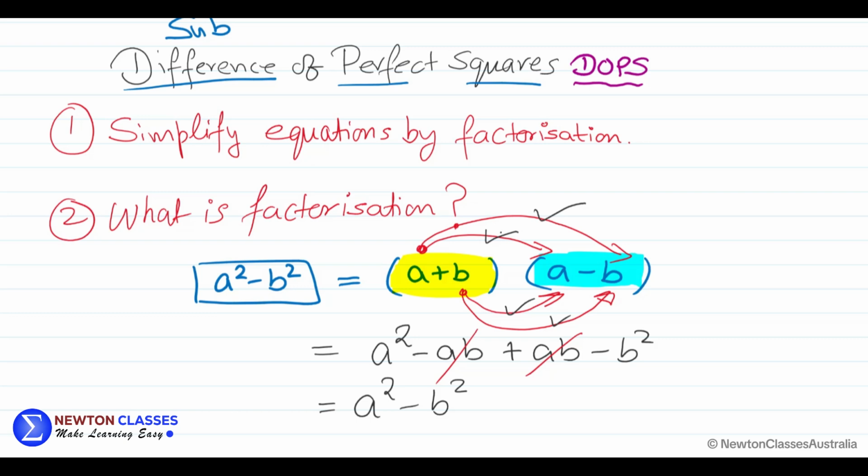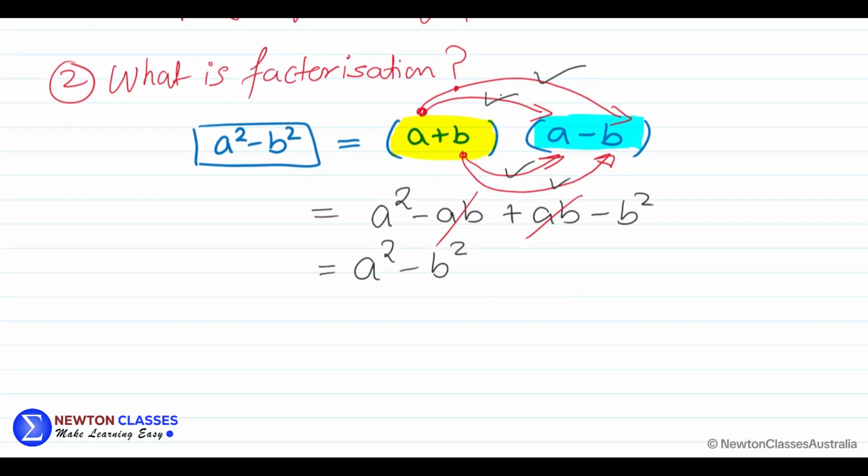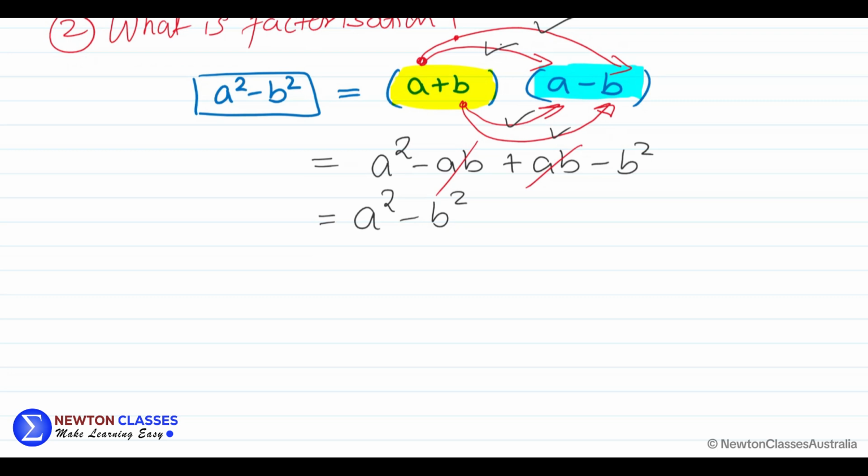So this is the formula we can apply. Now a and b are variables. They can be x and y, they can be p and q. It doesn't matter, depending upon the question. We'll try to learn a few different types of difference of perfect squares, in what situations we apply this particular technique.